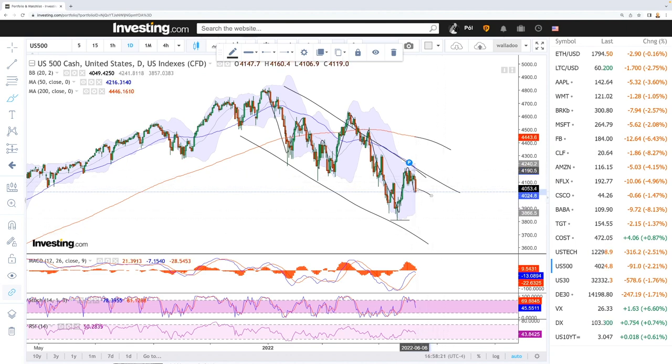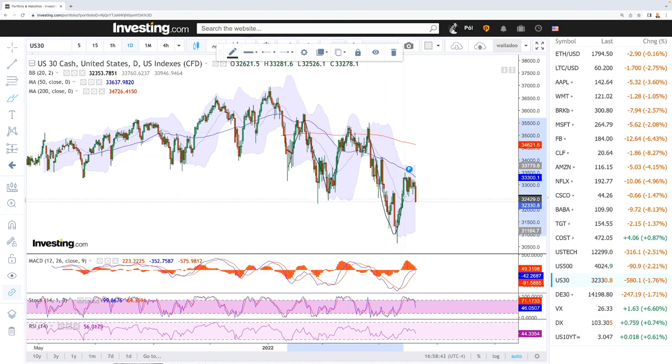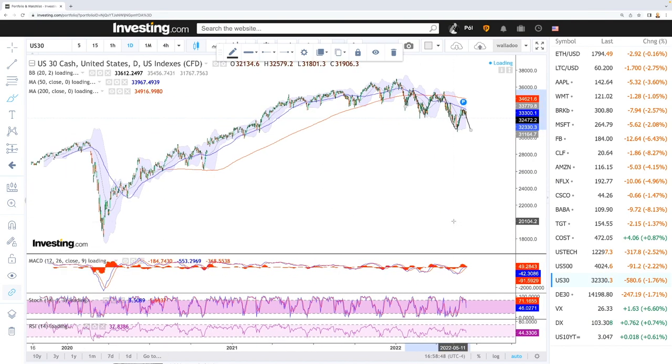To the upside, we need to get past these moving averages in order to go back towards a shift in the trend. So let's look at the Dow Jones. Very similar here. We are finding resistance at the 50, at the 20, at the 200 moving average, tested it twice here, and now we tested the 50 moving average, and it looks like we are going to head back towards these lows, or probably even lower.